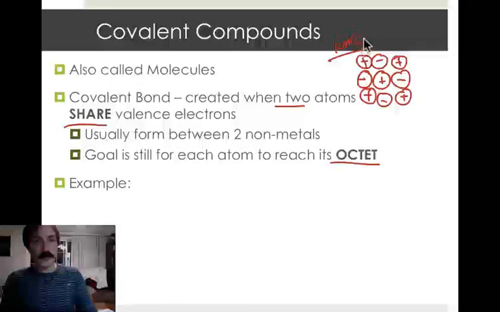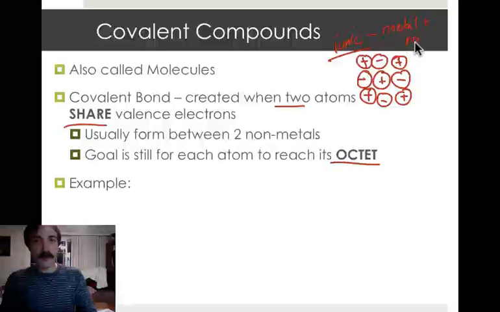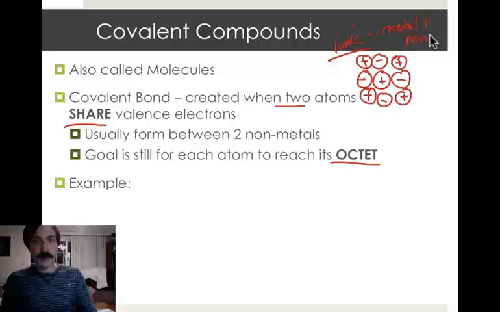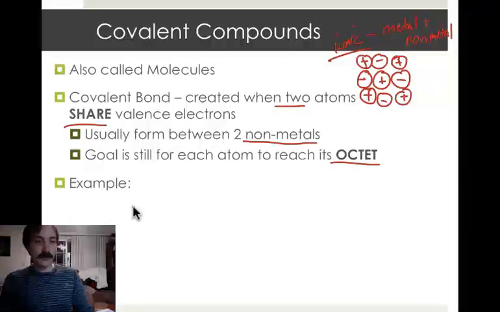The other difference is that ionic compounds occur between metals and nonmetals. So you usually have a metal and a nonmetal. The metal ends up being your cation, your positive charge, and then your nonmetal ends up being your negative charge. In the case of covalent bonds, you typically have two nonmetals. So let me give you an example, and I'm going to use Lewis dot.